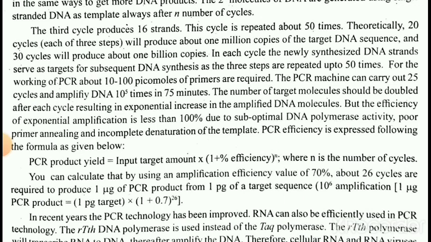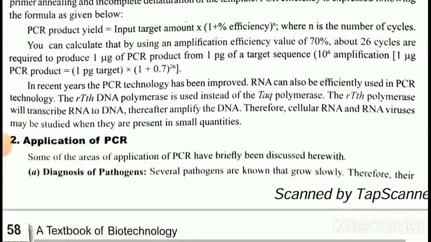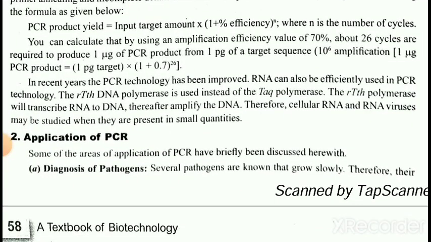PCR efficiency is expressed following the formula given below. PCR product yield equals input target amount multiplied by (1 + % efficiency)^n, where n is the number of cycles. You can calculate that by using an amplification efficiency value of 70%, about 26 cycles are required to produce 1 microgram of PCR product from 1 picogram of a target sequence. 10^6 amplification: 1 microgram PCR product equals 1 picogram target x (1 + 0.7)^26.